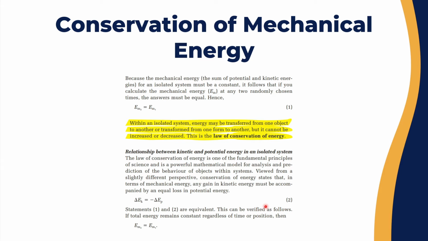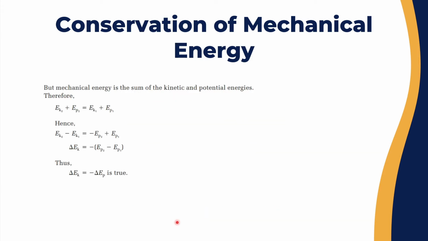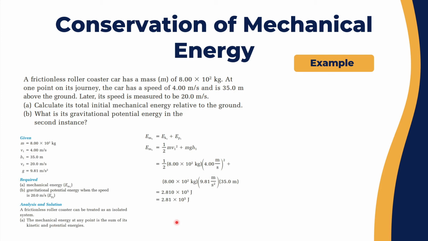This can be verified using the following procedure. Assume the total energy is constant regardless of time or position, then we can say E mechanical 2 equals E mechanical 1, but the mechanical energy is the sum of the kinetic and potential energy. So it means EK2 plus EP2 equals EK1 plus EP1, which means EK2 minus EK1 equals minus EP2 plus EP1. Delta EK, which is EK2 minus EK1, equals minus (EP2 minus EP1). So the gain in kinetic energy is a loss in potential energy.